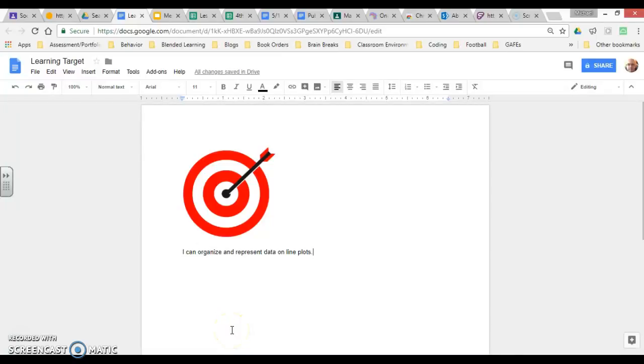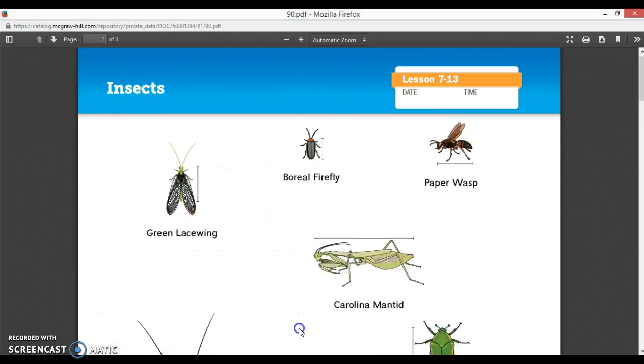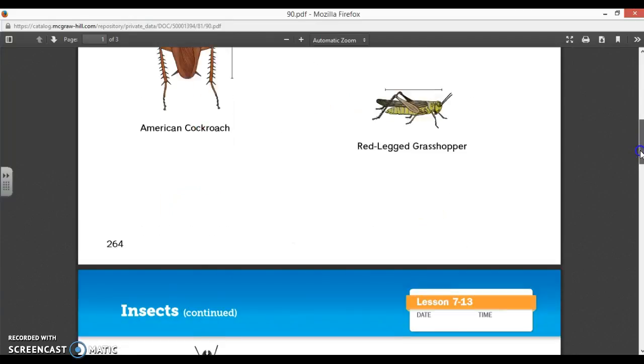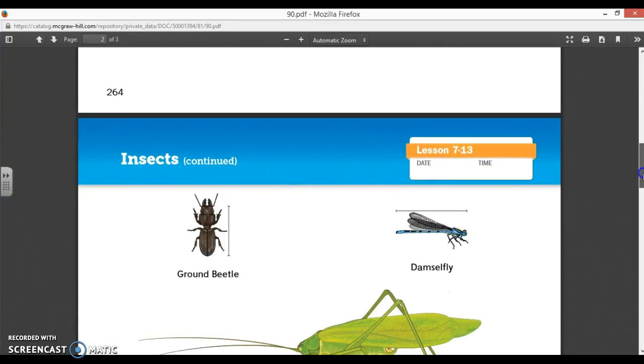So fourth graders, your learning target is I can organize and represent data, or data, however you want to say it, on line plots. So let's take a look at what you're going to do today. What you're going to do with the partner is you're going to measure the length of some various insects. You're going to measure them to the nearest eighth of an inch.